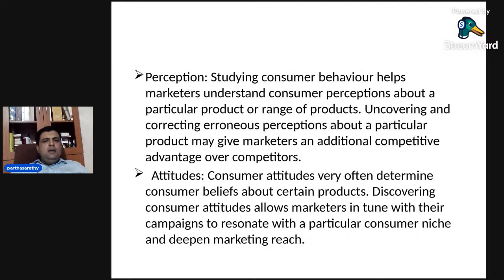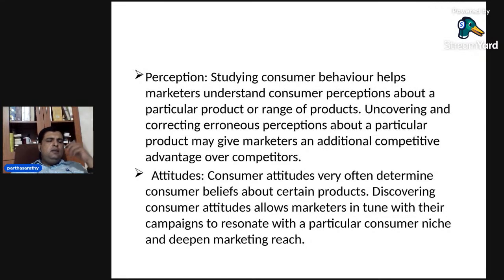Uncovering and correcting erroneous perception about a particular product may give the marketer an additional competitive advantage over the competitor. See, when a customer sees a product initially, say for example, a new product is launched into the market, the customer initially may not believe that the product is good, because the customer has a perception that a new product may not meet his or her expectation. So at that time, it becomes really difficult.